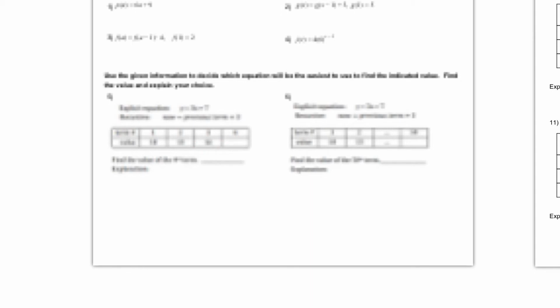So we have to decide, do we want to use the explicit equation or the recursive equation? In this case, because I need to find the 4th term, and I already have the previous term, which is 3, I know I just have to add 3 to it. That's probably going to be the fastest, just to take 16 and add 3. So for the 4th term, I would get 19. And my explanation, again, would just be that because I had the previous term, it would be faster to just add 3 than trying to plug in the 4.